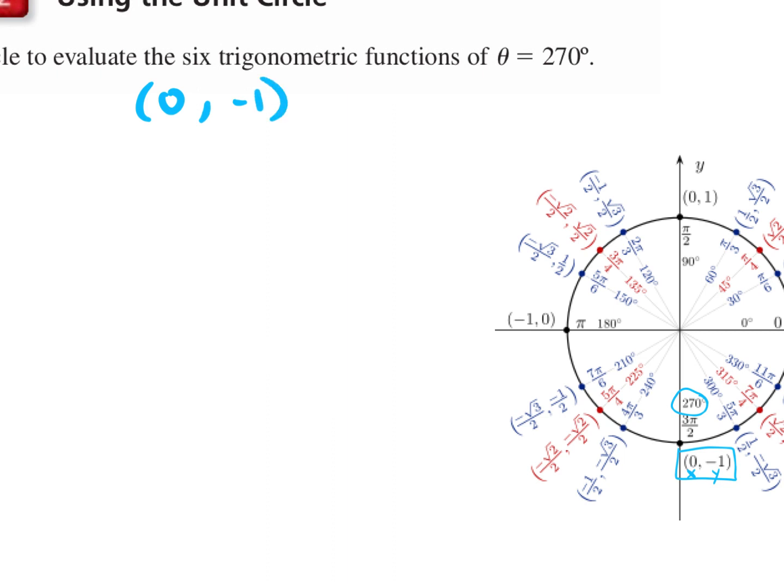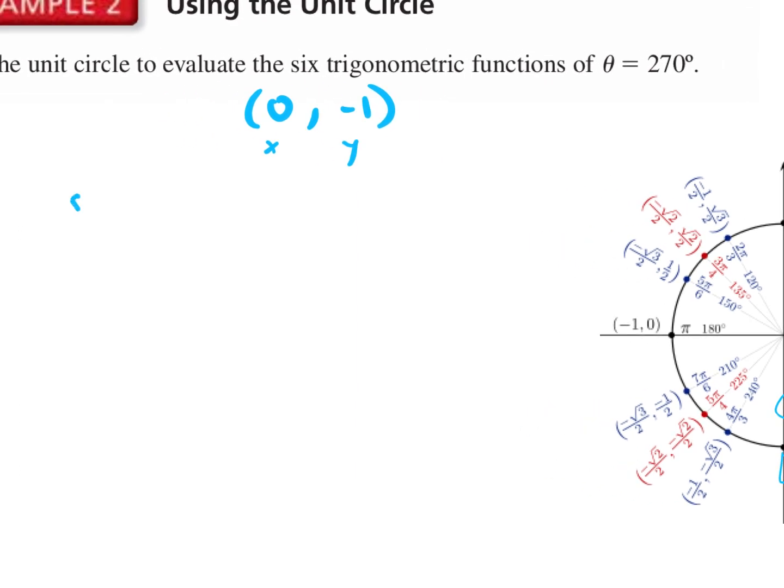So we're using the point 0, -1. So when you're using the unit circle, all you need are your 2 points. So this is x and this is y. So we have sine of theta. Sine is which one, x or y? Y, just like we said on the last page. Sine is y. So sine of theta would be just the y value, -1. Cosine is which one? Perfect. Cosine is x. So what's our x value? 0. So cosine of theta is 0.